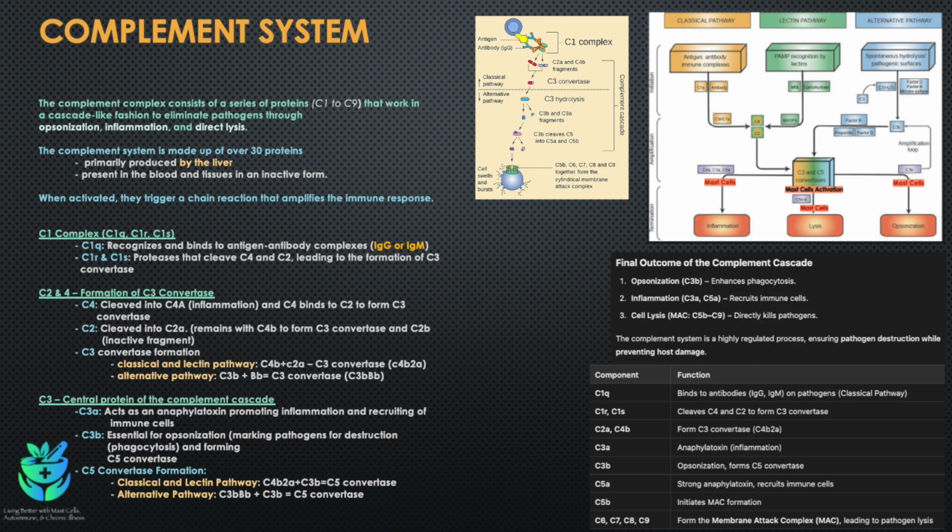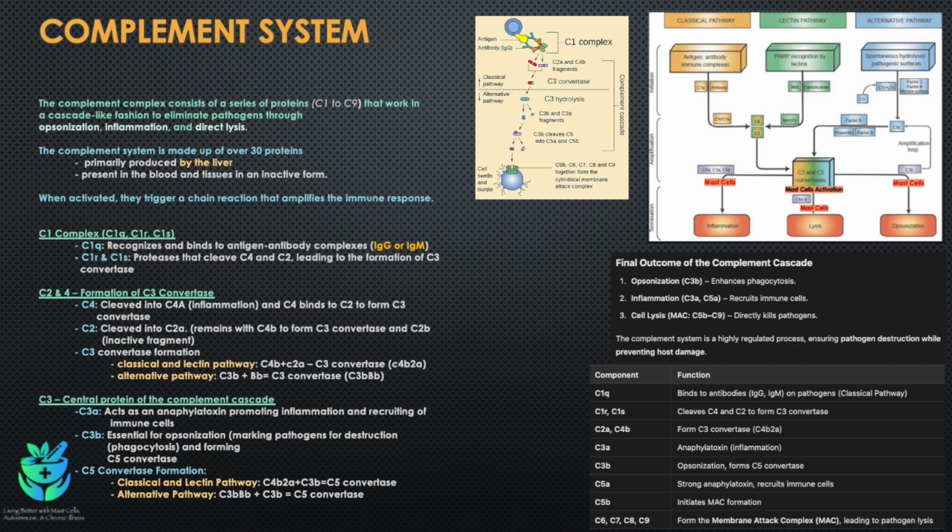The complement complex consists of a series of proteins, C1 through C9, that work in a cascade-like fashion to eliminate pathogens through opsonization, inflammation, and direct lysis. Like we said earlier, when activated, they trigger a chain reaction that amplifies the immune response, like dominoes falling into place. Now, I don't want to get in depth with this because I'm afraid of confusing you. So I'm just going to hit the highlights on each one, but you can pause the video and read through this, or you can find it in the immune system slides.